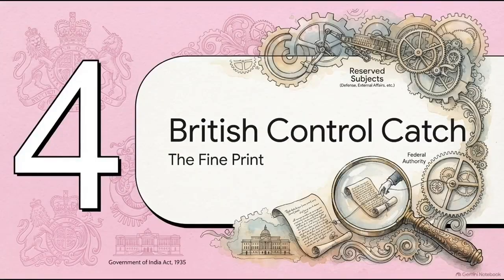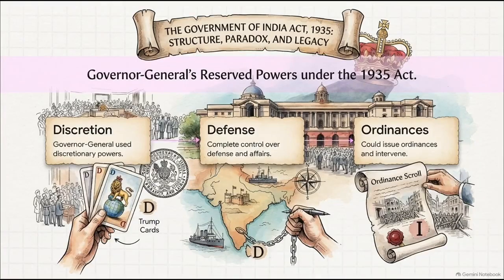Well, that brings us to Section 4, the catch, British control. Let's read the fine print. The answer to that last question is a resounding no. The absolutely crucial point here is that the Governor-General retained enormous powers. So even with all these new representative institutions, the British executive held all the actual trump cards.